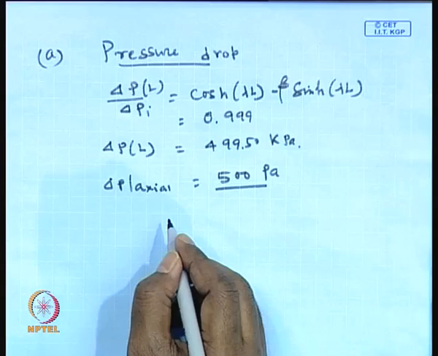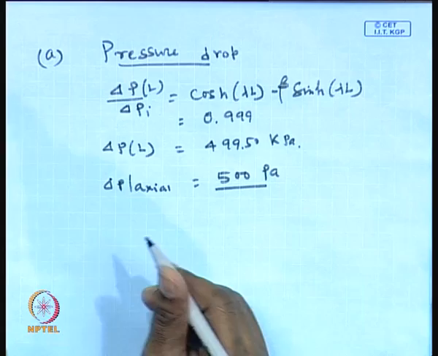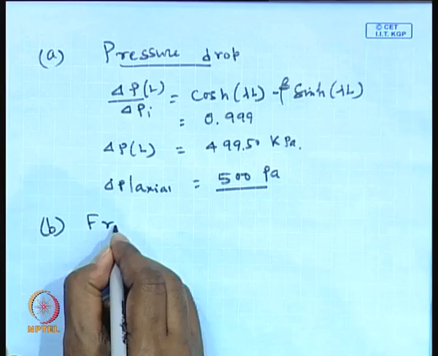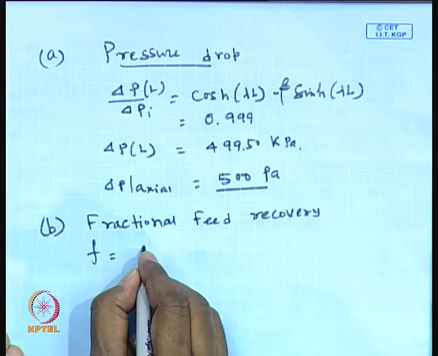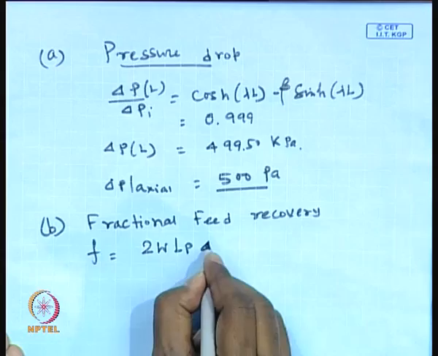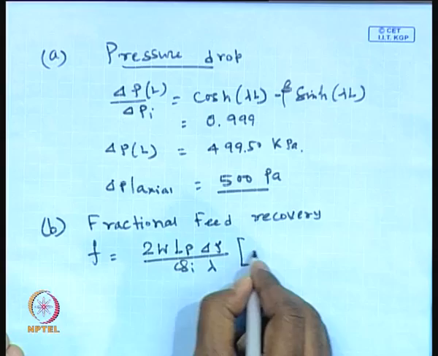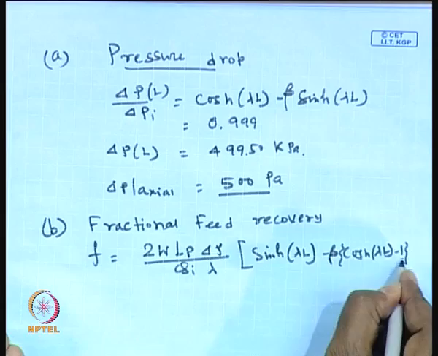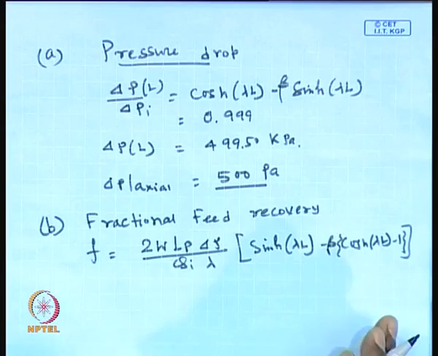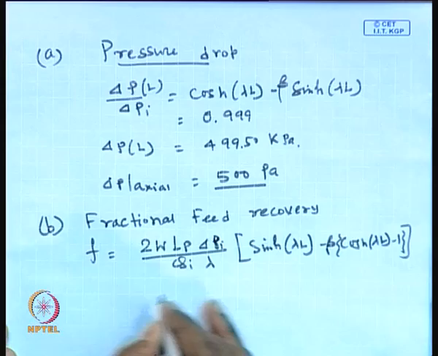Okay. For a channel of length 2 meter and for that particular half height. Next we calculate the fractional feed recovery. In the form of permeate, the formula was 2W, that is the width of the channel, multiplied by LP delta P I divided by Q I lambda, times sin H lambda L minus beta cos H lambda L minus 1. Okay. So, this is delta P at the entrance point, this is delta P I, and if you put all these values, it turns out to be 0.147.